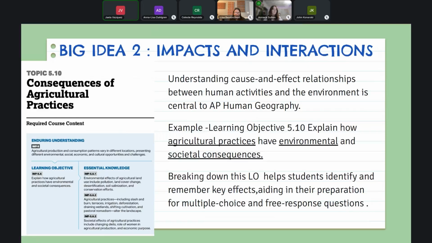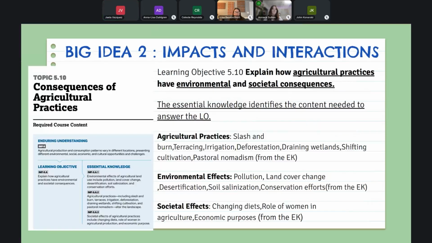If you go to the next slide. Here is how I break it down with them. I make sure that I let them know what the essential knowledge is and what the learning objective is. It doesn't make any sense teaching them this at the beginning of the year, like it really doesn't. But now towards the end, it's really helpful and they get it. First of all, I'm like, okay, what's the learning objective? We go over it again, and then I'm like, okay, so what are these agricultural practices that are in the EK? And we do it together.